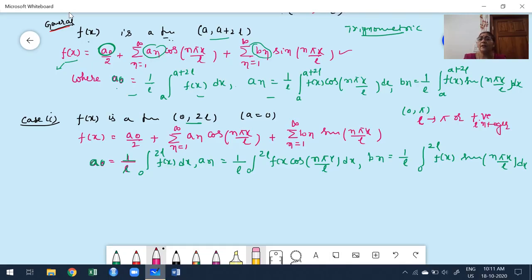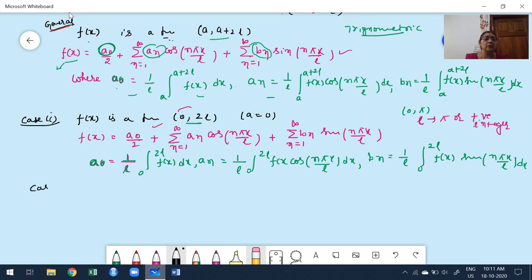Okay, L may be in radians or an integer, like 0 to 2 pi, 0 to pi, 0 to 1, 0 to 4, like that. Whenever the limit starts from 0, in such cases we are going to use the first case to construct the Fourier series. Now move to the second case.